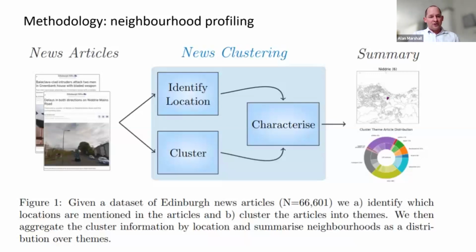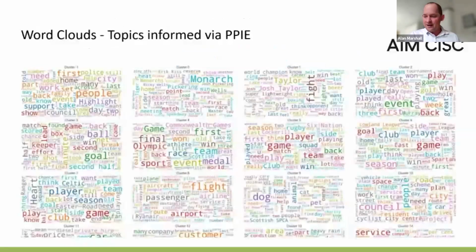So we were also able to run cluster analysis on the text from the newspaper articles to identify particular themes. And then we were able to characterize those themes by looking at the word clouds and deciding what the clusters represented. And we were able to link, obviously, these clusters to particular places and work out the intensity within which particular themes co-occurred with particular places. And this is a part of the methodology that was really useful to involve our patient and public involvement and engagement group in.